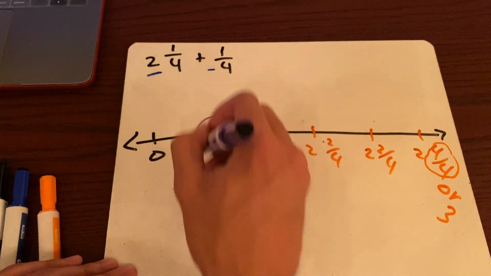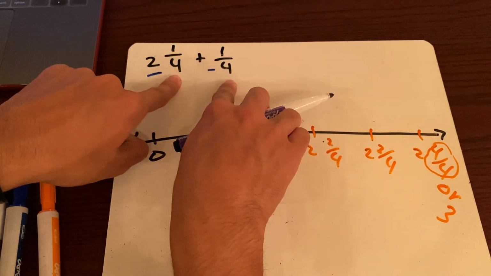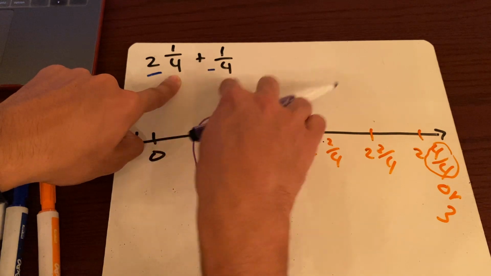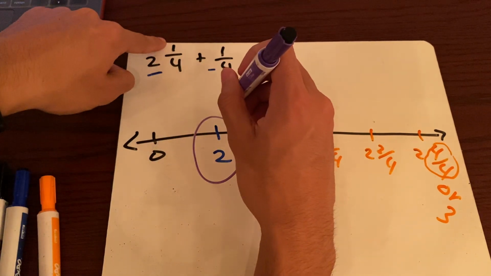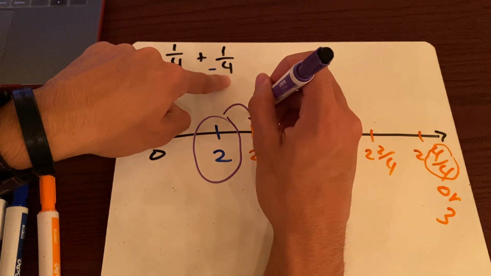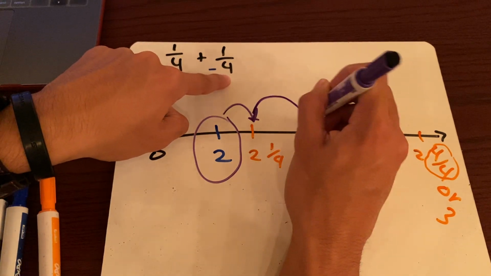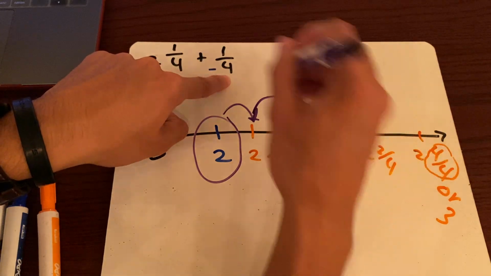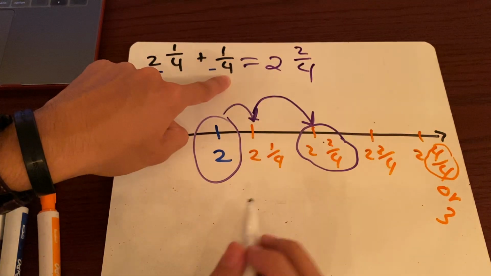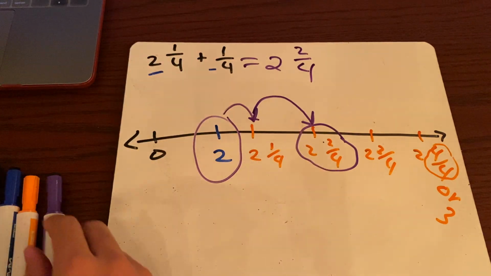So I have 2 wholes, but now I need to add my fractions, and luckily their denominators are the same. So I'm just gonna add 1 over 4 right here, this one, and then I need to add the other 1 over 4 right there. And so this is where I land, and that is my answer. 2 wholes and 2/4. All right, and that's it. Last one.